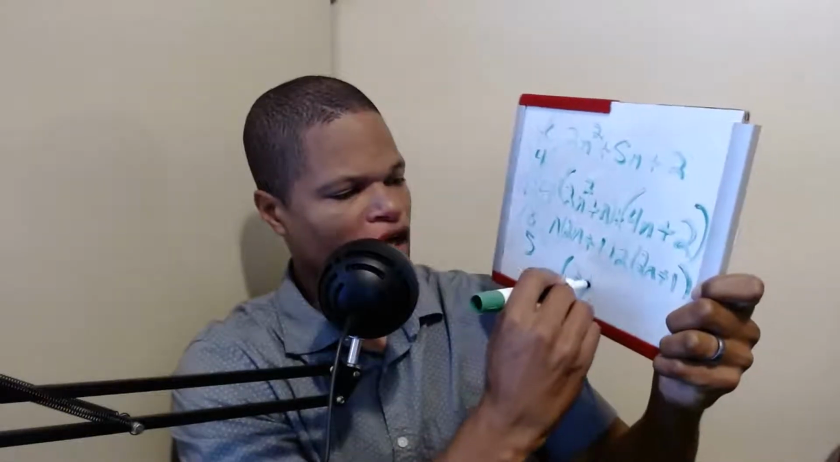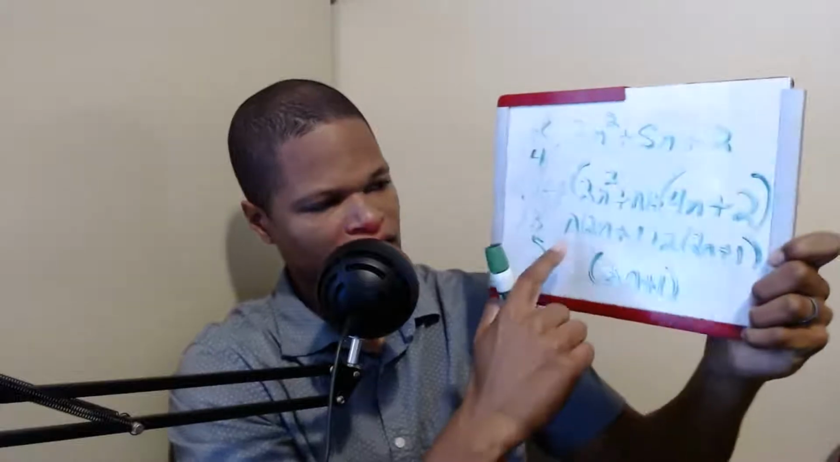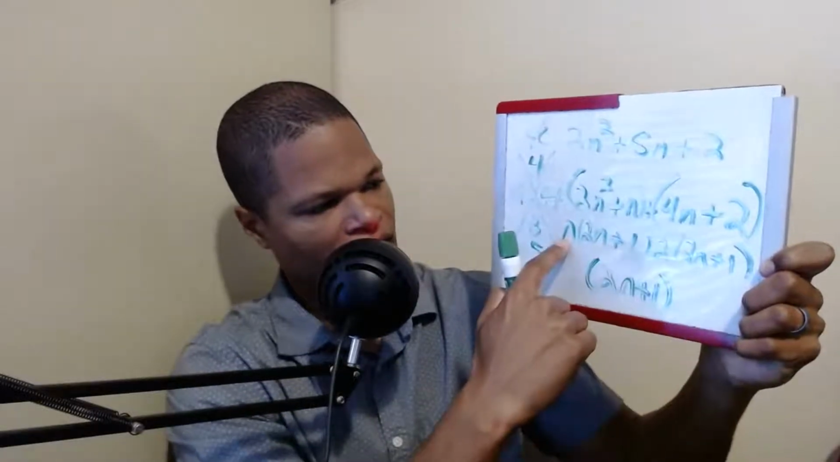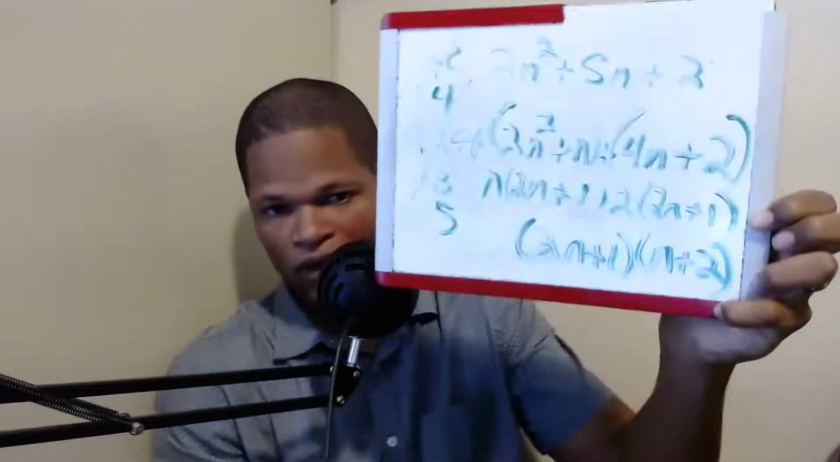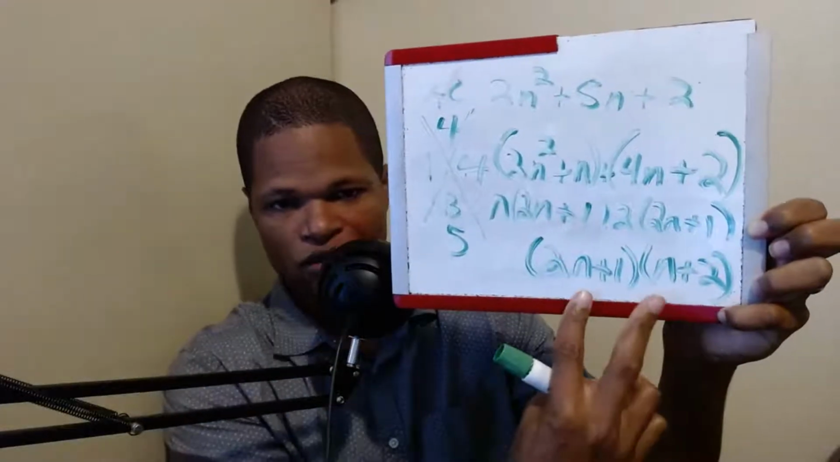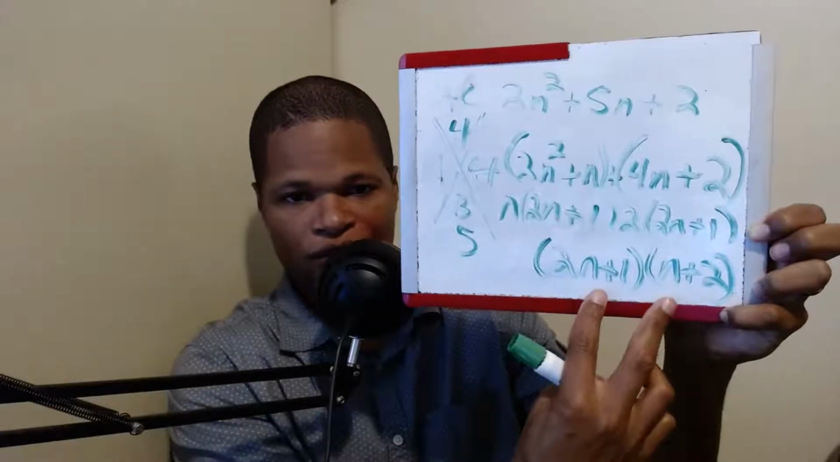You're simply going to write it one more time in parentheses, and the 2 GCFs that you had, in this case it's n and 2, they go in the other parenthesis, and you are done. Okay, these 2 right here at the very bottom, those are your factors.